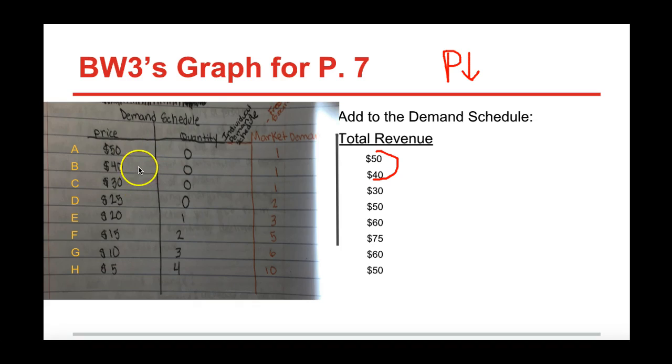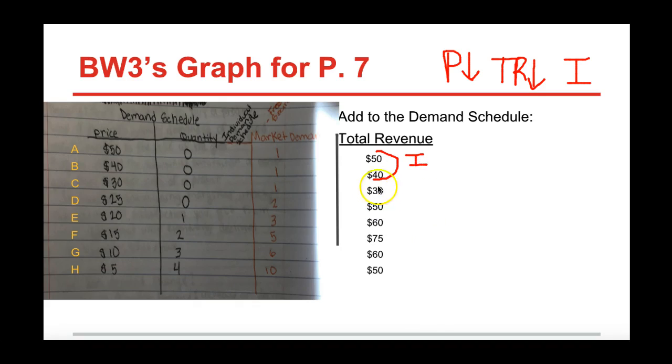Well, my price went down, from 50 to 40. What happened to my total revenue? A to B, it went down as well. Total revenue decreased. When the price and total revenue are going in the same direction, what type of elasticity is this? Elastic, inelastic, or unit? Hopefully you said inelastic, because that is when the price and total revenue are going in the same direction.